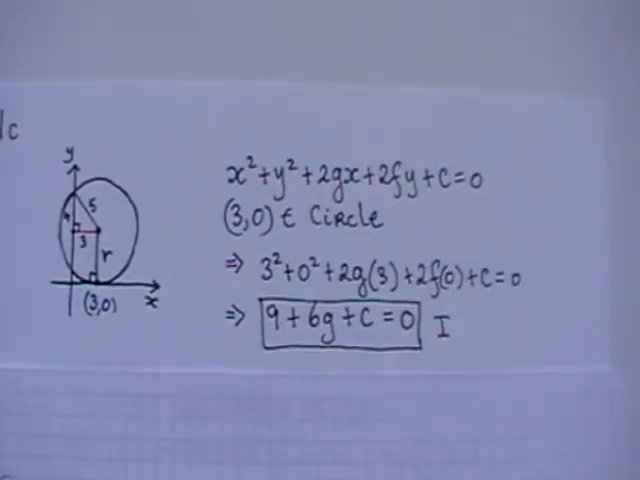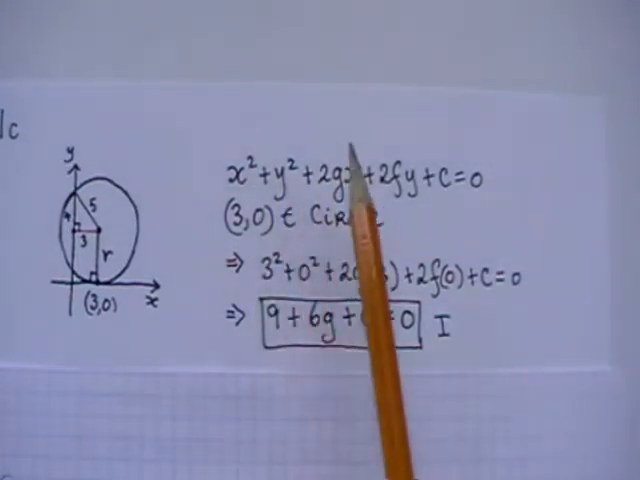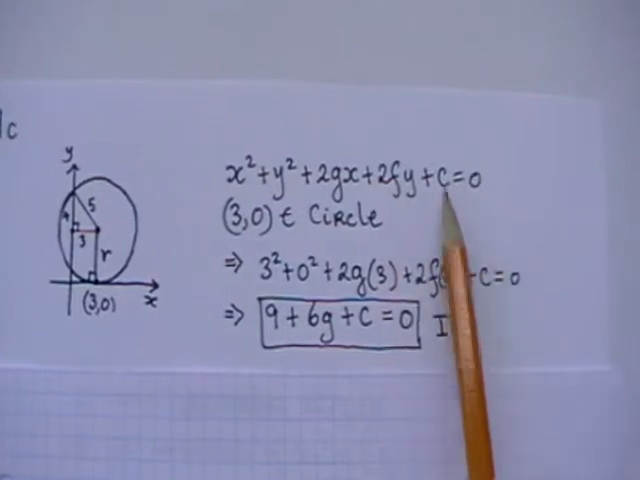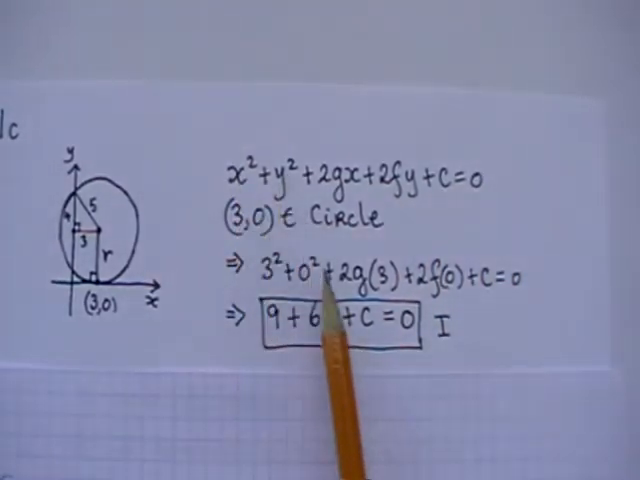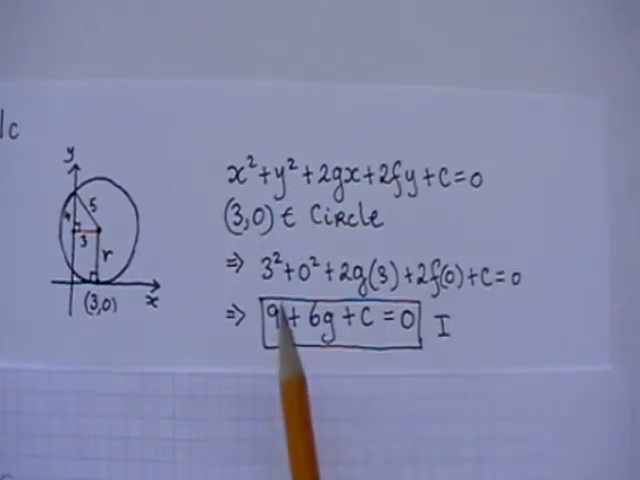No matter how odd one of these circle questions is in part C, you can always do a simple substitution. So here we know (3, 0) is on the circle x squared plus y squared plus 2gx plus 2fy plus c equals 0. So substitute 3 for x, 0 for y, and you'll end up with 9 plus 6g plus c equals 0.